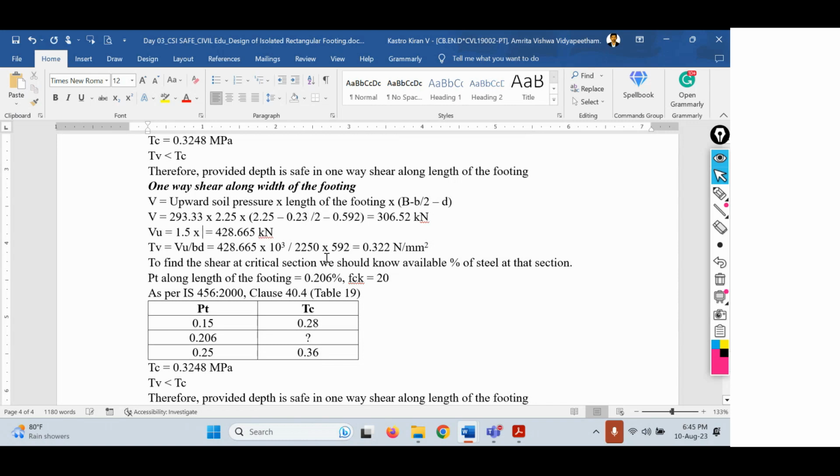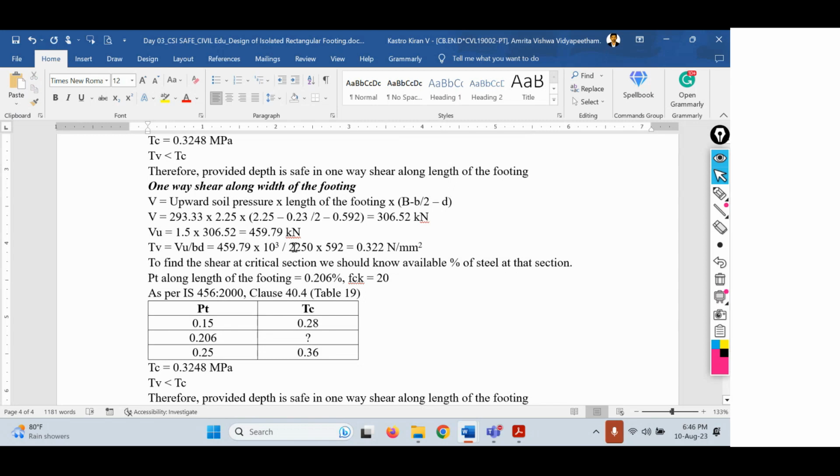From this, we are going to get the value of shear force, and then the ultimate shear force will become 1.5 times 306.52. So that will become 459.79 kilonewtons. So therefore, tau V equals 459.79.